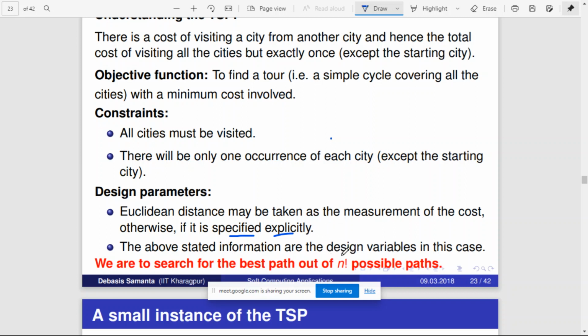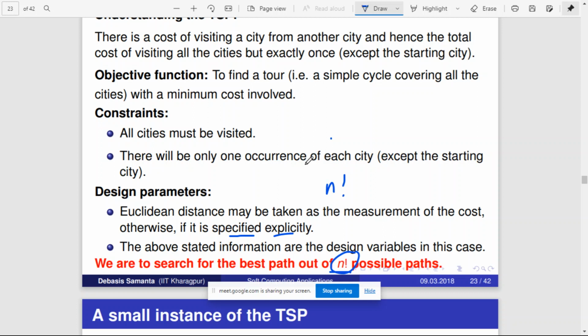So these are the design variables. The number of cities, the cost of reaching each city, all these are the design variables. So how many possible solutions are available for a traveling salesman problem? If you ask the question, the answer is n factorial possible paths are available. Okay, so this many possible paths are available, right?